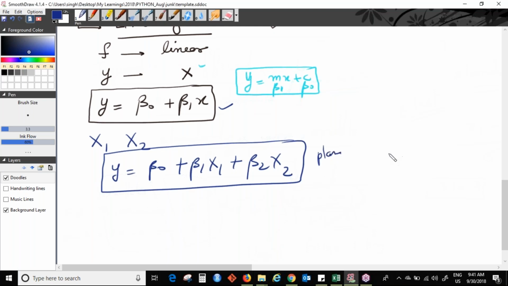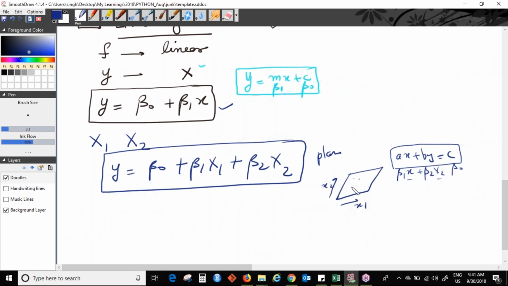If you remember, the equation of a plane that you saw was ax plus by is equal to c. This is what you saw in your high school. So this is similar. Instead of c, I have written beta naught. Instead of a, I have written beta 1. Instead of b, I have written beta 2. And instead of x, I have written x1, and instead of y, I have written x2. So this is the equation of a plane which looks like this, let's say, where this is your x1 and this is your x2. Okay, and any point here is your y. So this is the equation of a plane which is also linear.